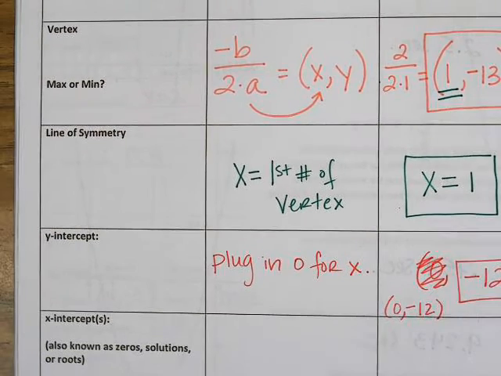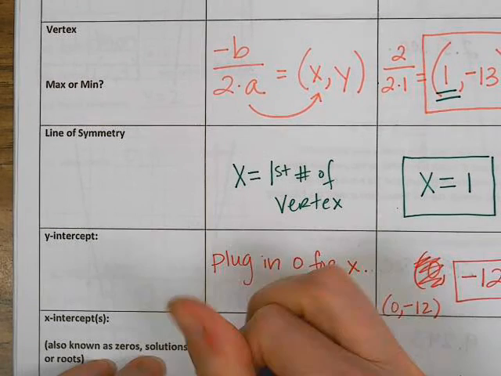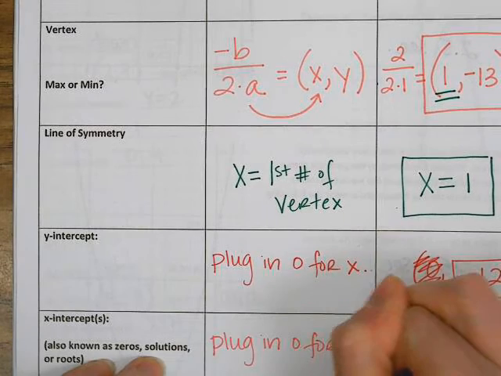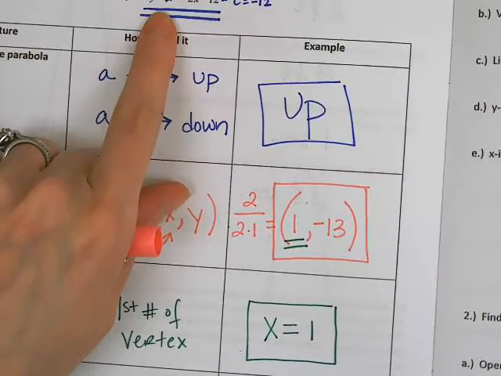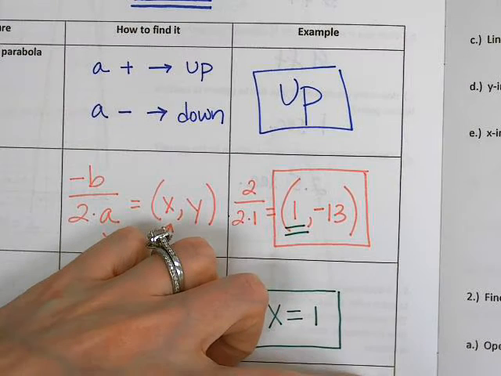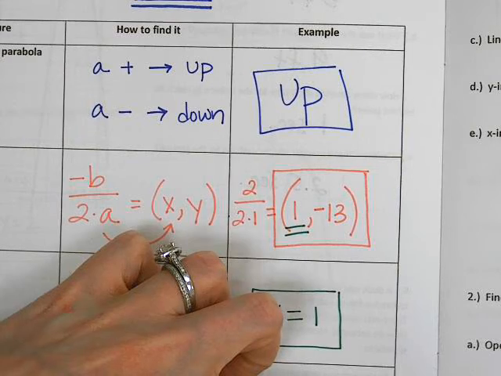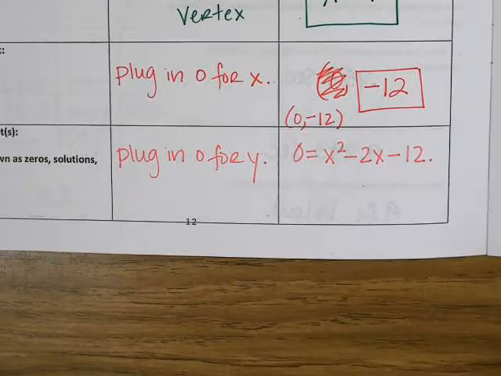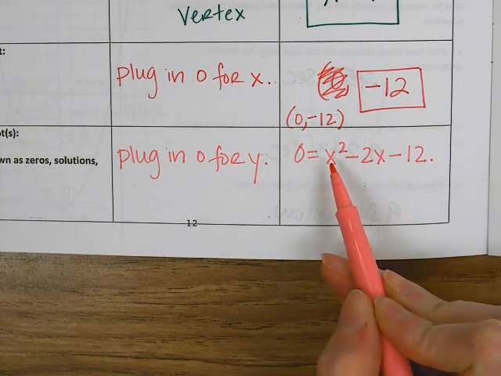The x-intercepts. How you find those is you plug in 0 for y. You guys knew that. So if we go back to our equation, we're going to plug in 0 for y, and we need to solve for x. This is the hard one. Here we go. Now we plug in 0 for y, and we have to solve for x.